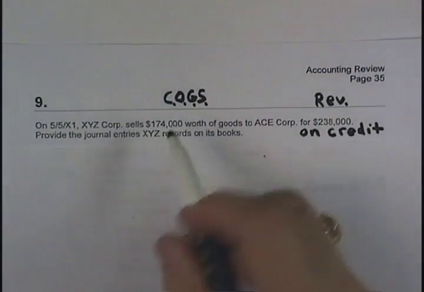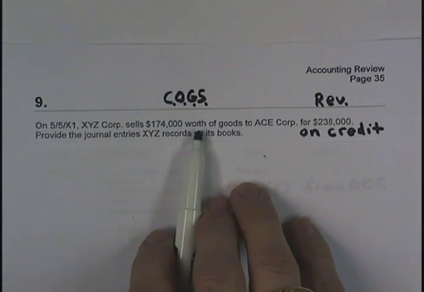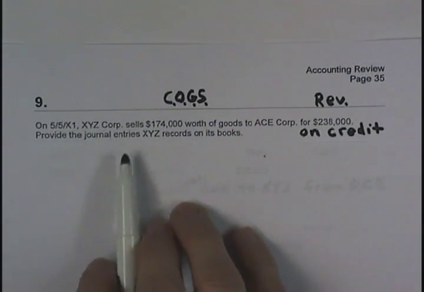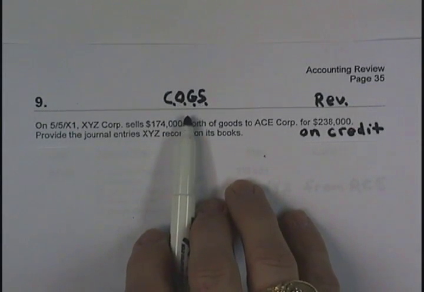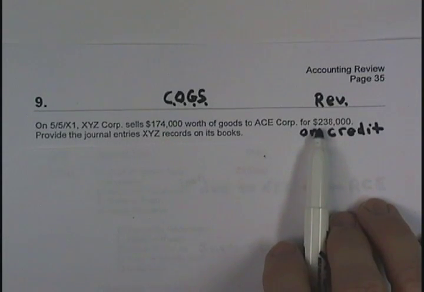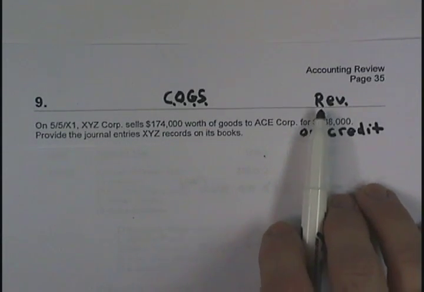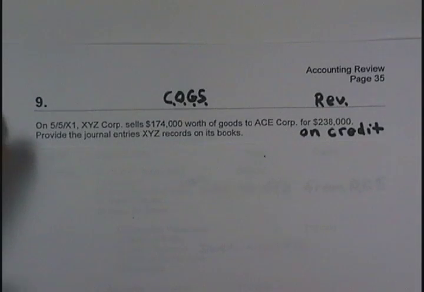Well, the $174,000 is the value of the goods that XYZ shows on its books, so that's going to become its cost of goods sold in this transaction. But it's actually selling the goods for $238,000, so that is the revenue from the transaction.